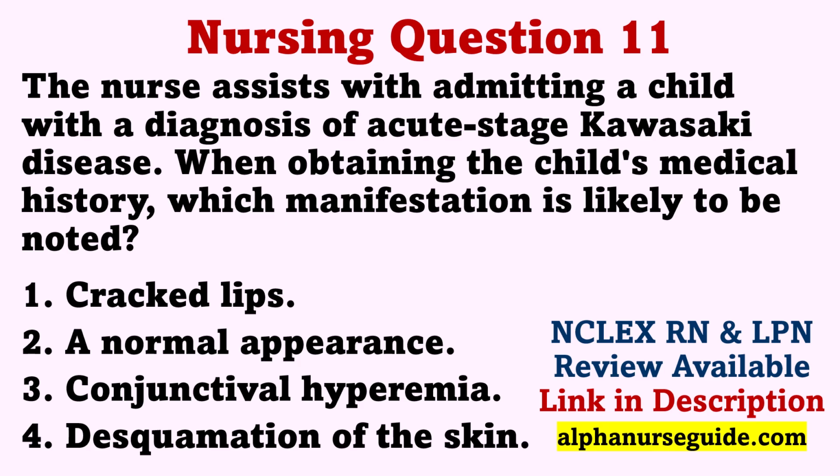The correct answer is 3. Conjunctival hyperemia. During the acute stage of Kawasaki disease, the child presents with fever, conjunctival hyperemia, a red throat, swollen hands, a rash, and enlargement of the cervical lymph nodes. During the subacute stage, cracking lips and fissures, desquamation of the skin on the tips of the fingers and toes, joint pain, cardiac manifestations, and thrombocytosis occur. During the convalescent stage, the child appears normal, but signs of inflammation may be present.